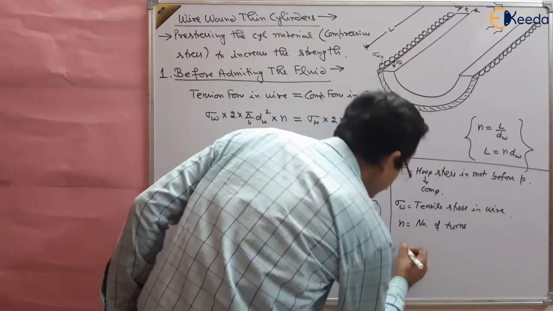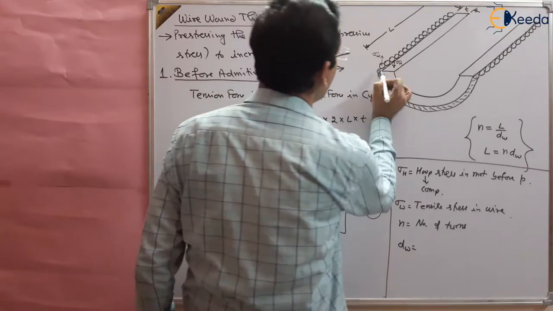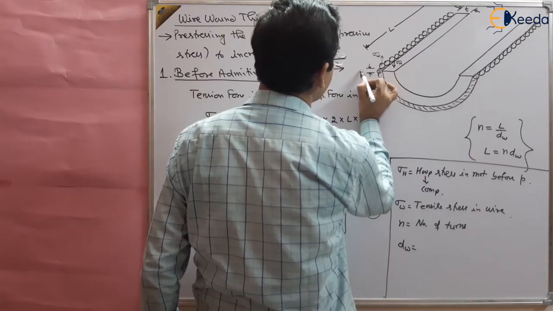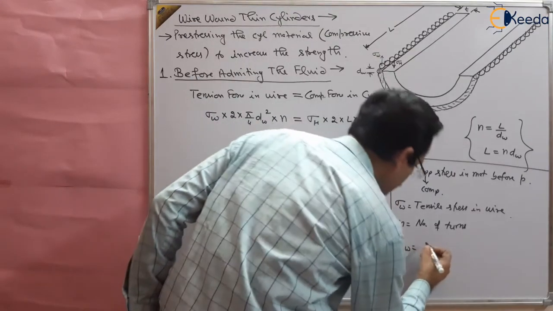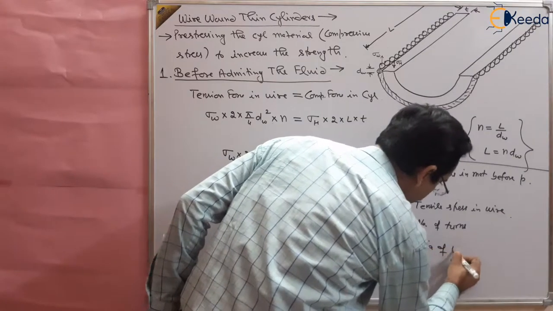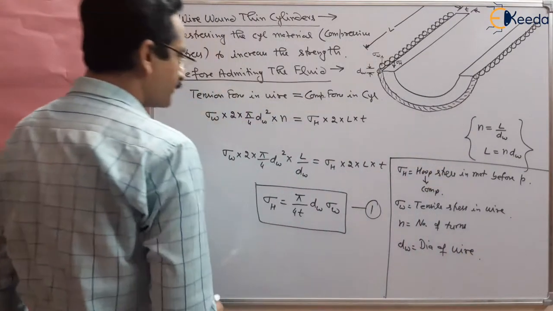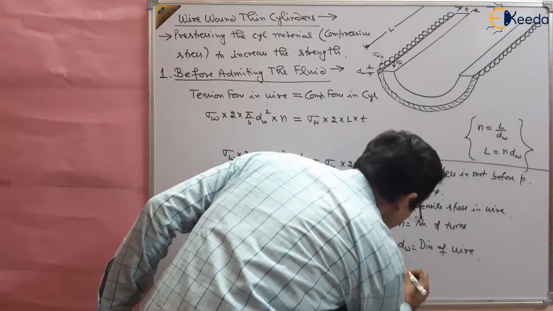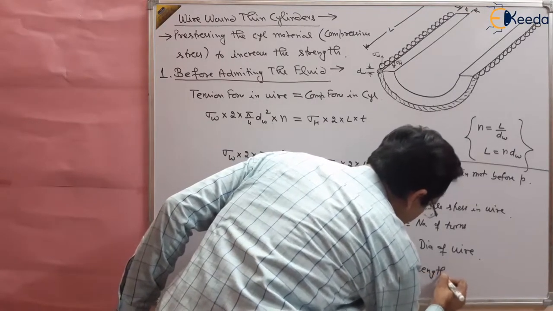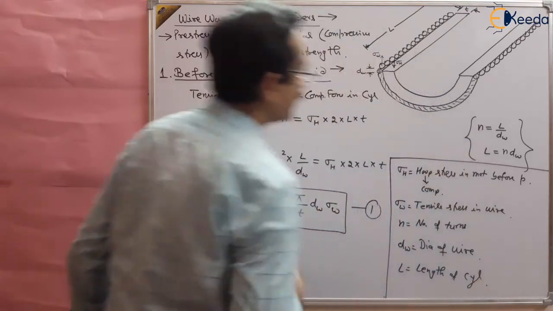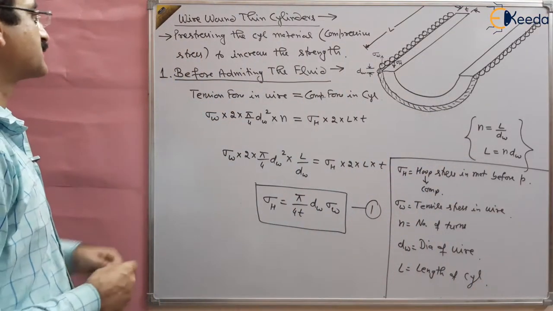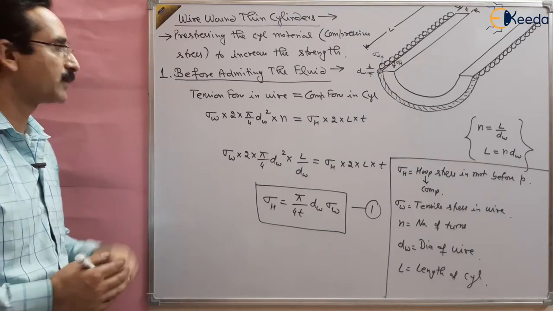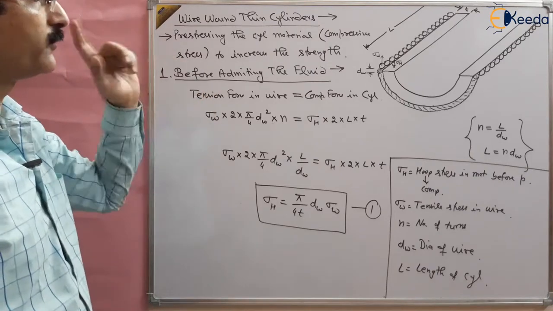And what is dw? dw is the small diameter of the wire. This wire has a diameter of dw. And l is the length of the cylinder. You know l is equal to the length of the cylinder, and on the entire length we have wound this wire. So this is how one relation is found out when there is no fluid admitted.